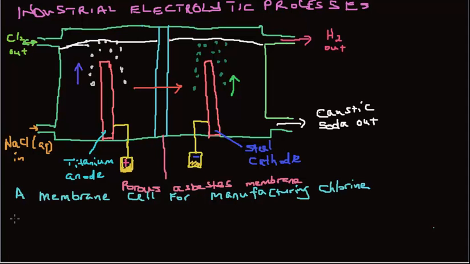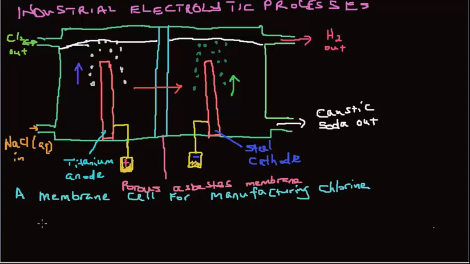Hello ladies and gentlemen, let us meet in our 8th lecture in which we are going to look at the industrial electrolytic processes. This is when we have the application of the process of electrolysis in the manufacture of some different chemicals. So there are main industrial processes that make use of electrolytic cells.